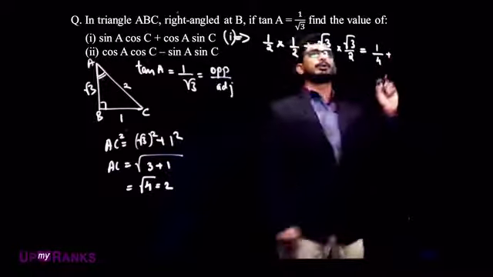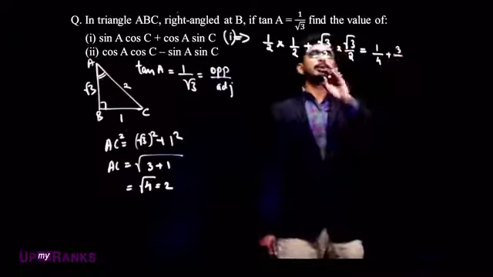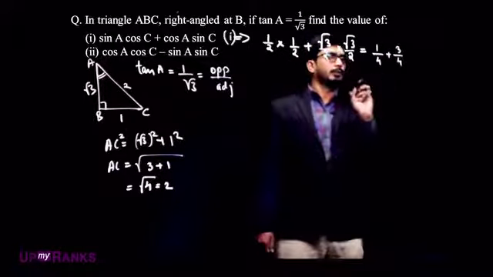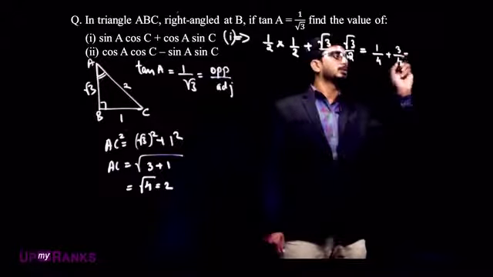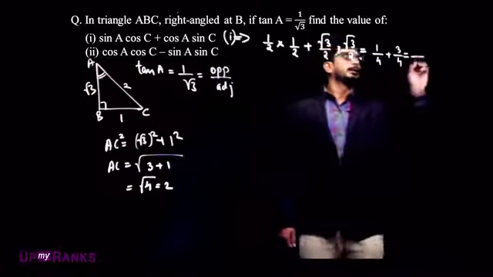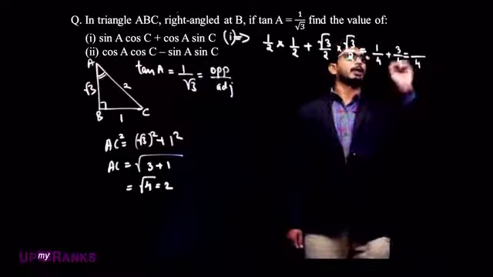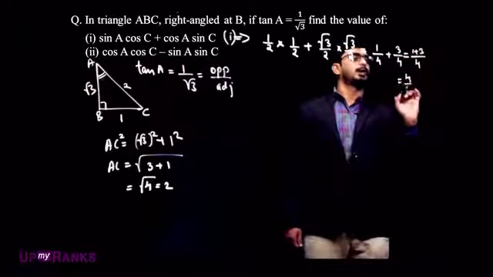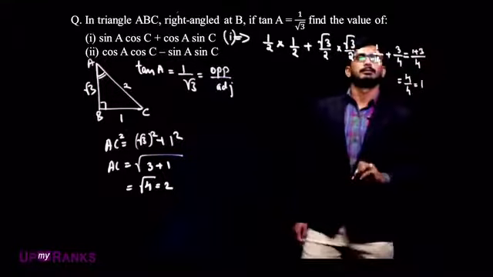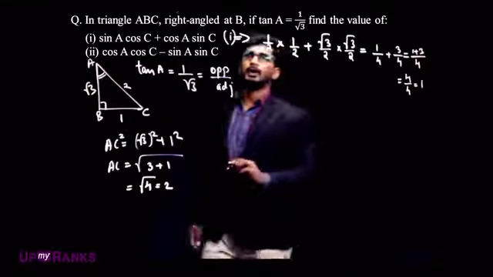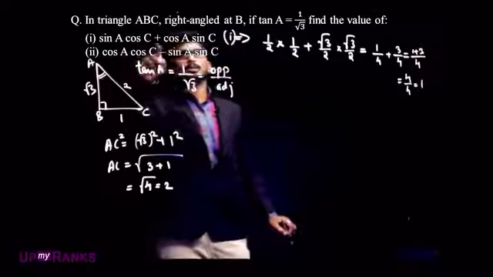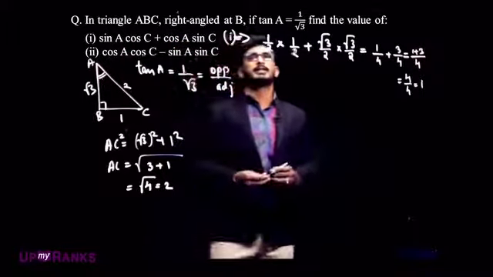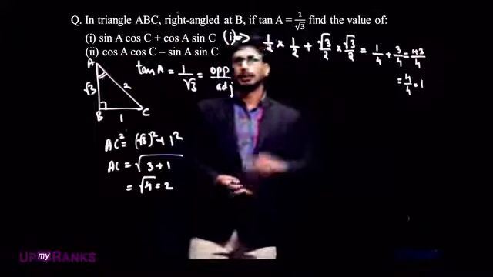Root 3 into root 3, which is 3, 2 into 2, which is 4. So when we simplify this, what do we get? Denominators are same, numerator also gets added. So I get it as 4 by 4, which is 1. Is this clear? So I got sin A into cos C plus cos A into sin C as nothing but 1.